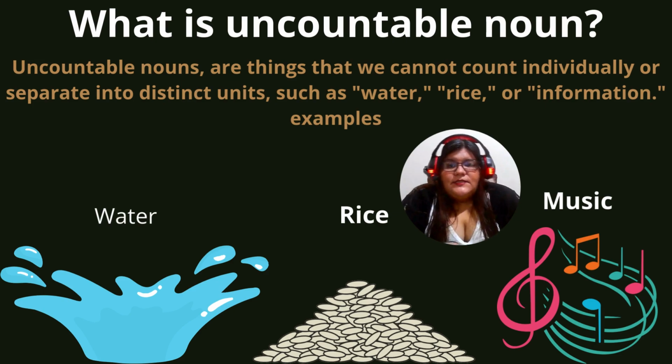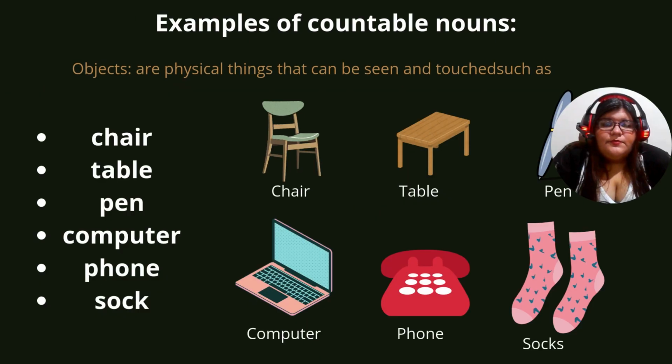Things that are impossible to count. For example, to say one, two, three, it is impossible. You won't say, I have one, two, three, four waters, right? Or three rices, five melodies. It is not possible, because you can't count how many they have, right? Then let's continue with more examples.